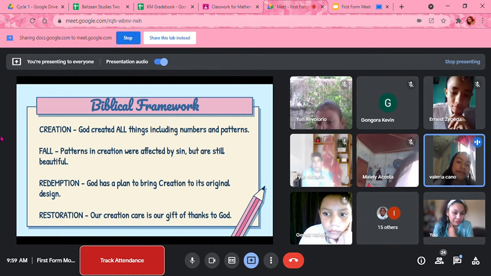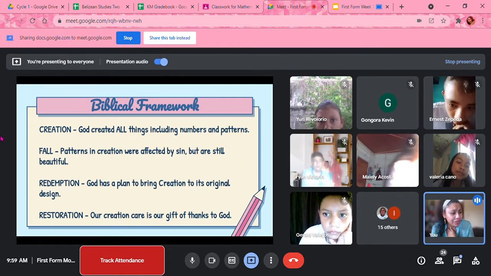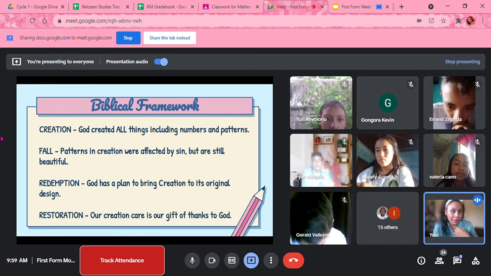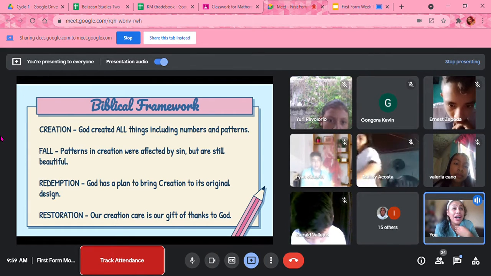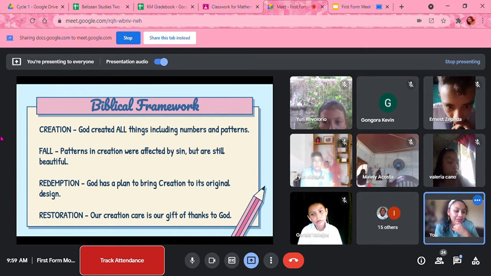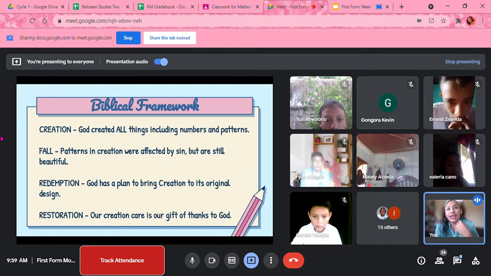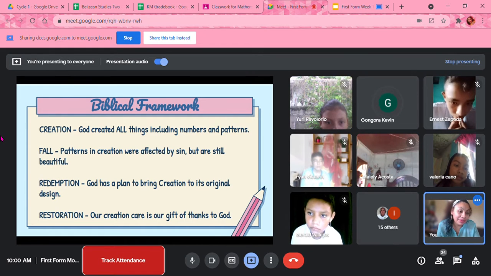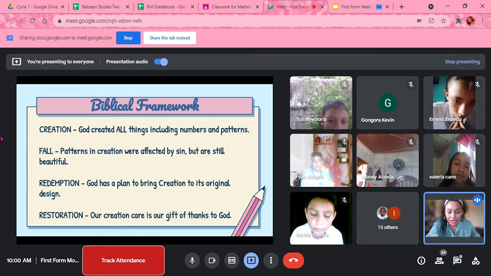In the leaves of the tree? Very good, very good. If I bring down a leaf from a mango tree, do all the leaves of the mango tree look similar? Or almost the same? And if I bring down the leaf of an avocado tree and compare those two, they're going to be different, right? They're not going to be the same. And those are what we call patterns in nature.